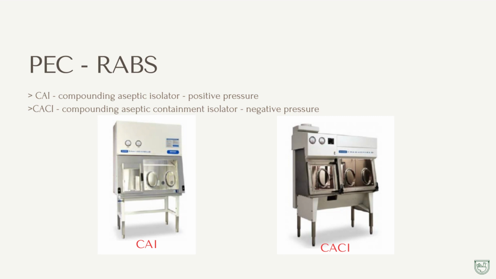So there are two notable restricted access barrier systems, also known as RABs, the CAI and the CACI. The main difference between the two is that the CACI is a negative pressure containment isolator. For that reason, your hazardous drugs would be compounded in this isolator. You cannot compound hazardous drugs in a CAI, also known as a compounding aseptic isolator. This RAB system has positive pressure, whereas the CACI has negative pressure.